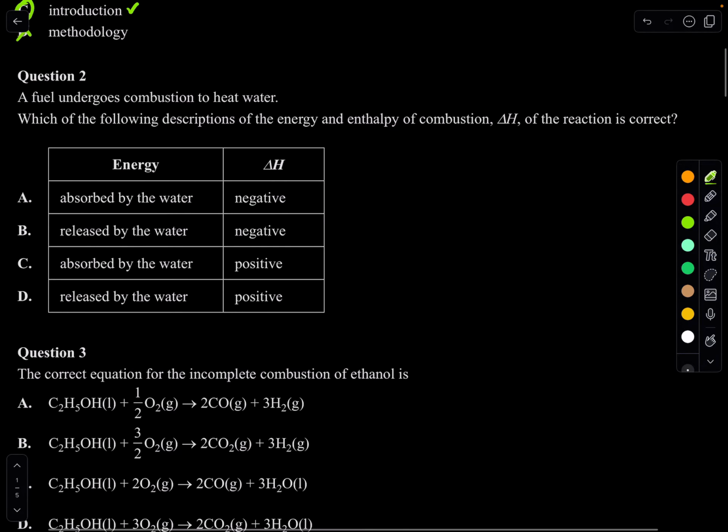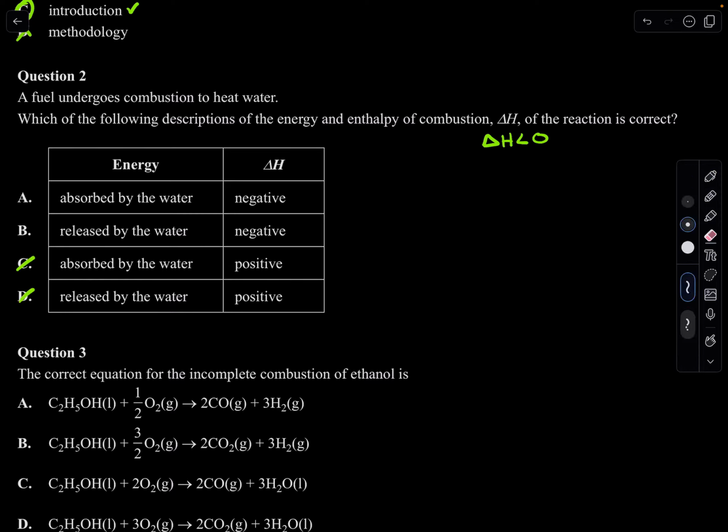Question 2. A fuel undergoes combustion to heat water. Which of the following descriptions of the energy and enthalpy change, delta H, of the combustion reaction is correct? So, energy absorbed by the water, enthalpy is negative. Okay, remember, it's a combustion reaction. Your enthalpy is going to be less than 0. Of course, it's going to be negative. So take that out.